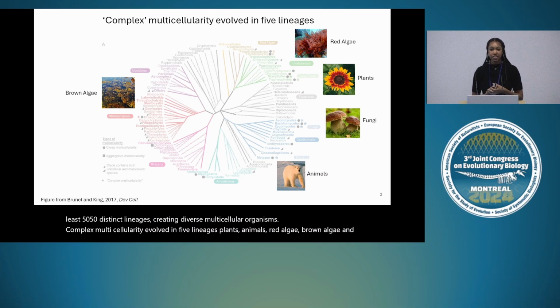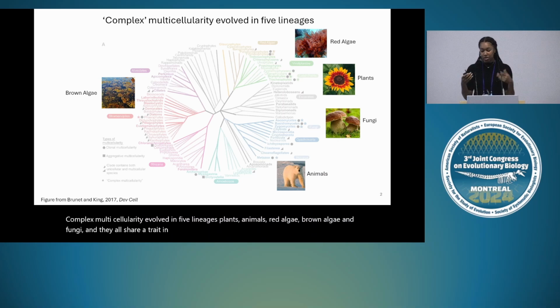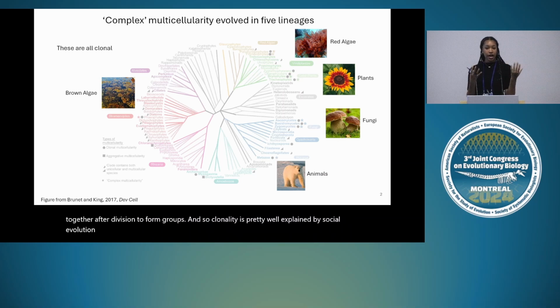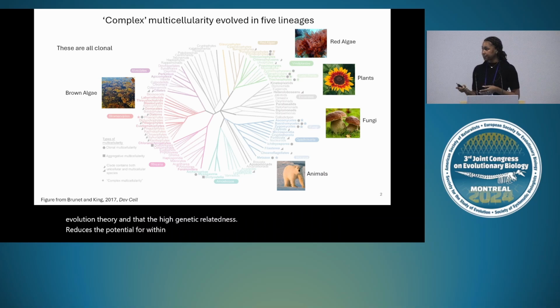And they all share a trait in common in that they're all clonal, meaning that cells stay together after division to form groups. And so clonality is pretty well explained by social evolution theory in that the high genetic relatedness reduces the potential for within-group conflict.